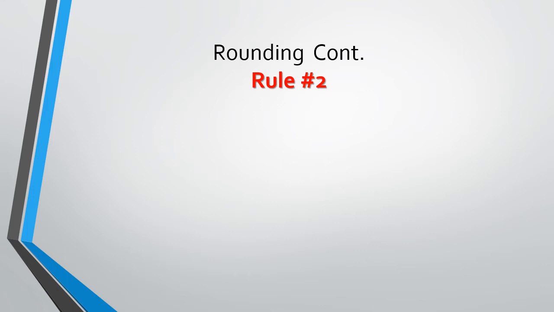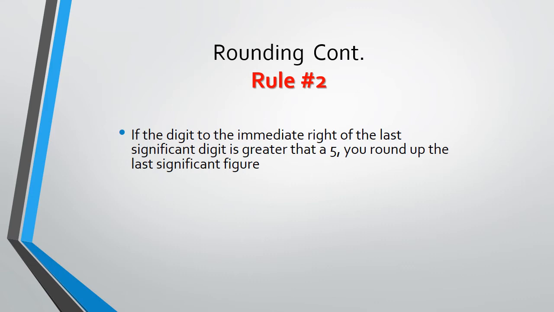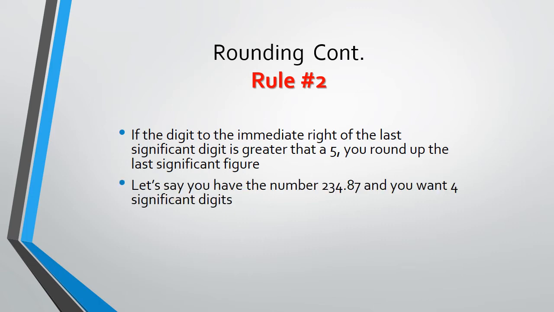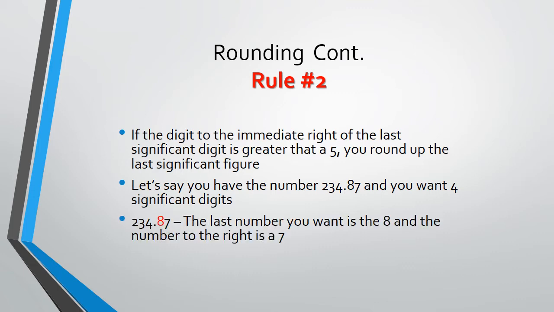Rule number 2 of rounding. If the digit to the immediate right of the last significant figure is greater than 5, we round it up. For example, 234.87, if we need 4 significant digits, we round it to 234.9.